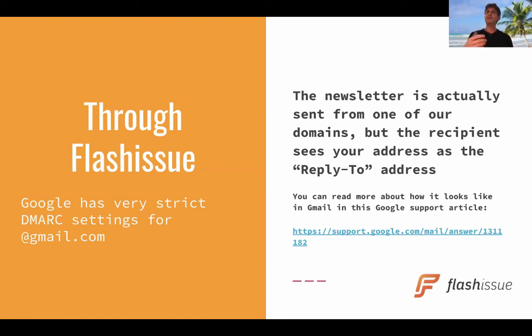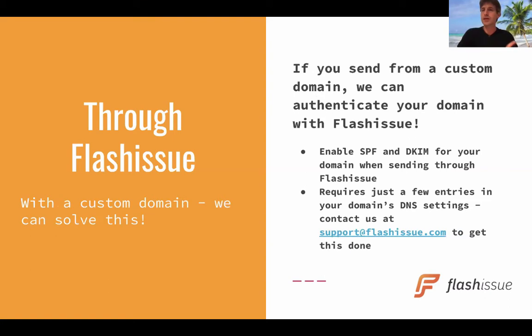So that's the effect of these standards, SPF and DKIM and DMARC, on deliverability when you're using a gmail.com address. When you use a custom domain, so if you're a GSuite user and you have your own custom domain, so your email doesn't end with gmail.com, but flashissue.com or yourcompany.com, then there's a really good solution, because what we can do, we can authenticate your domain with Flashissue, basically enabling SPF DKIM for your domain for emails sent from Flashissue.